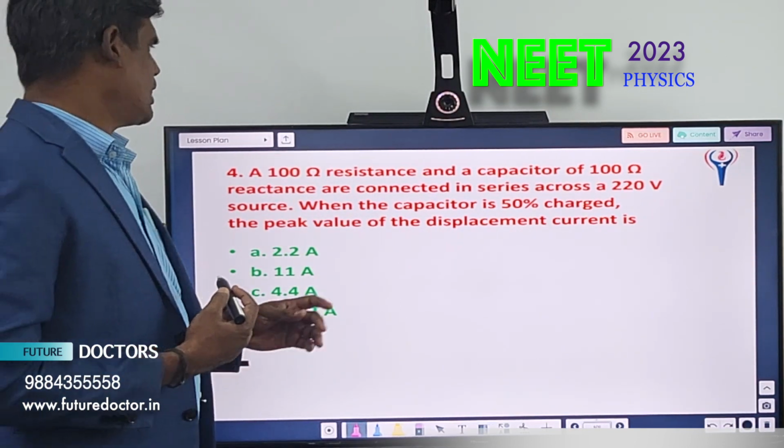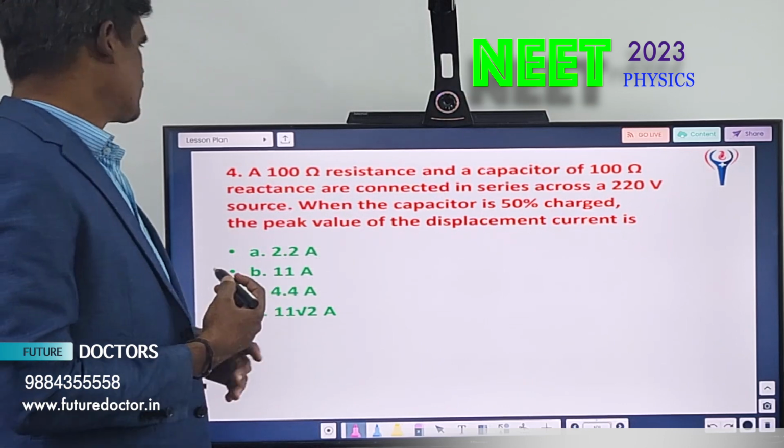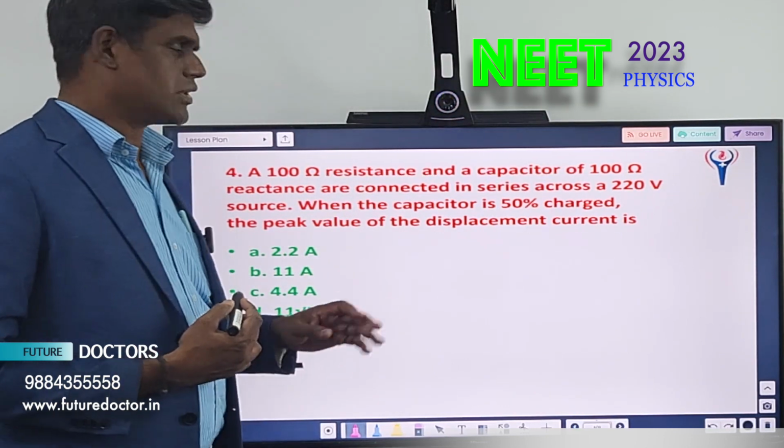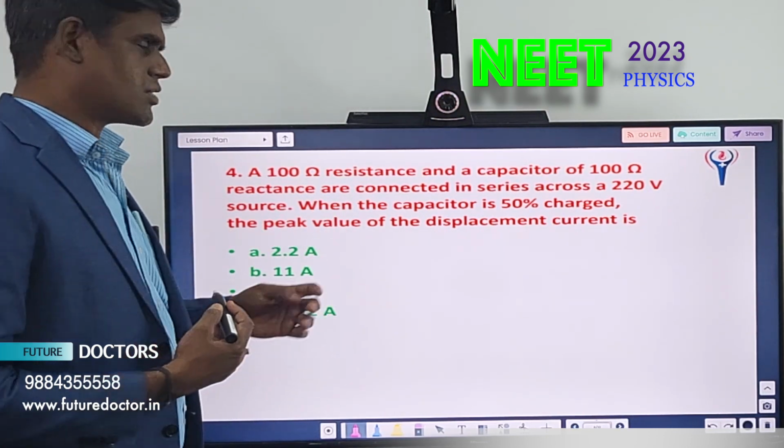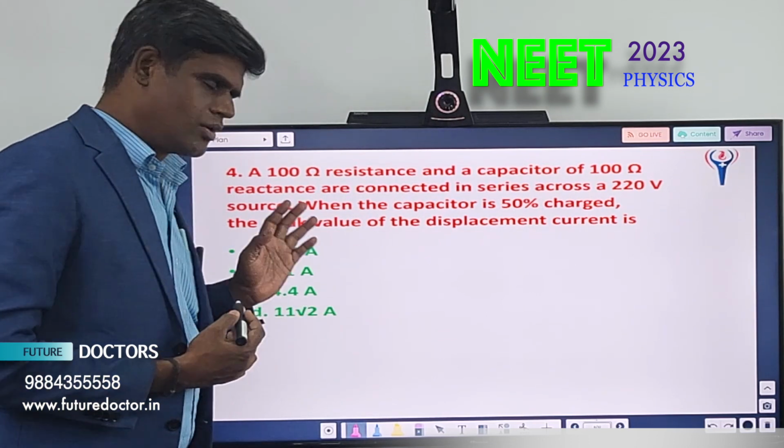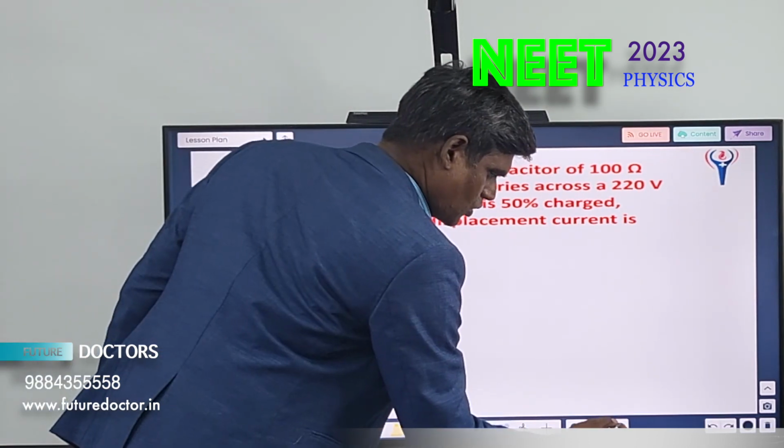Here you should know the relation between the resistance, capacitive reactance, and the current with respect to charge. There is the capacitance of a capacitor. By knowing the idea, you will solve this. Let's move to question number 5.